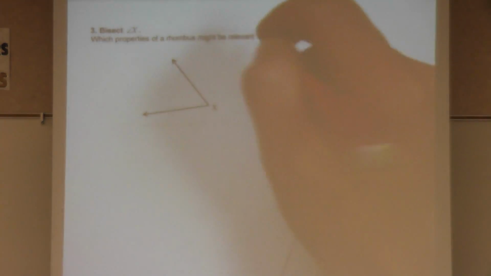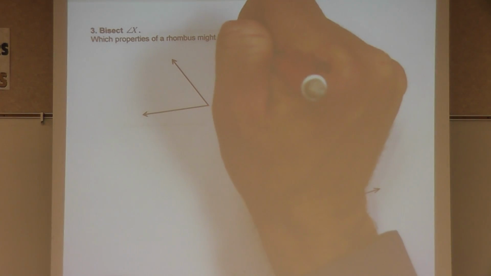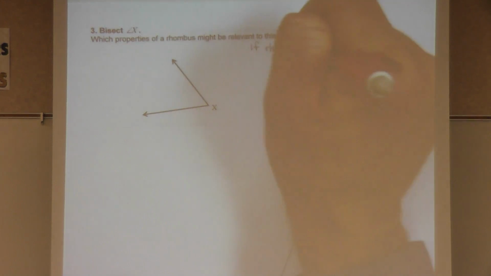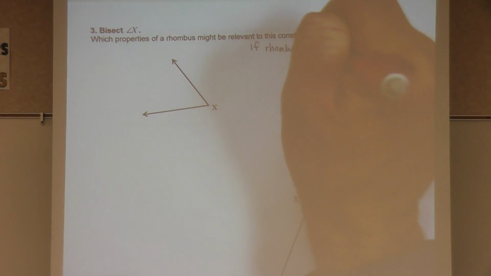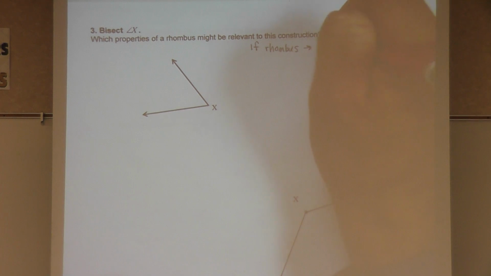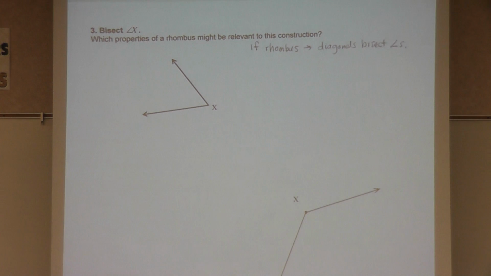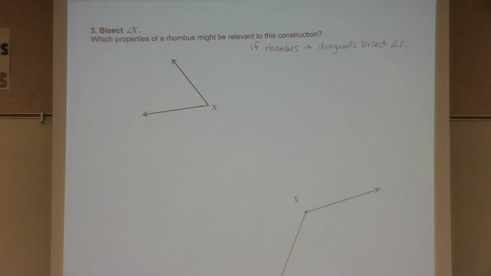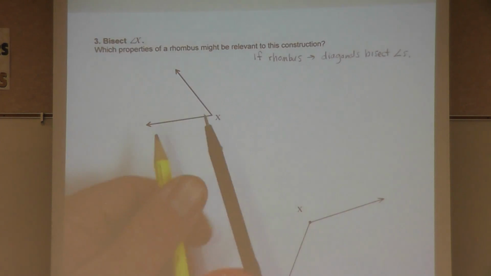So to do our construction, we're going to make a rhombus, because if it's a rhombus, the diagonals bisect the angles. So to begin, I'm going to construct a rhombus around this given angle. Now the definition of a rhombus is 4 equal sides. Right now I have 2 rays, which means I don't have any side lengths. I get to choose whatever I want.